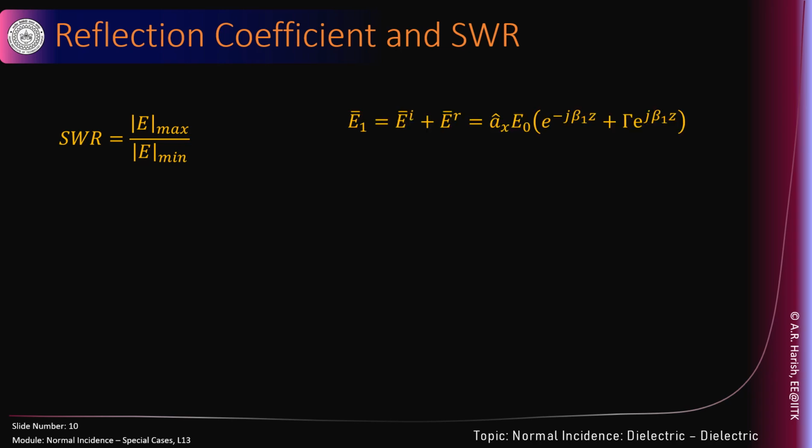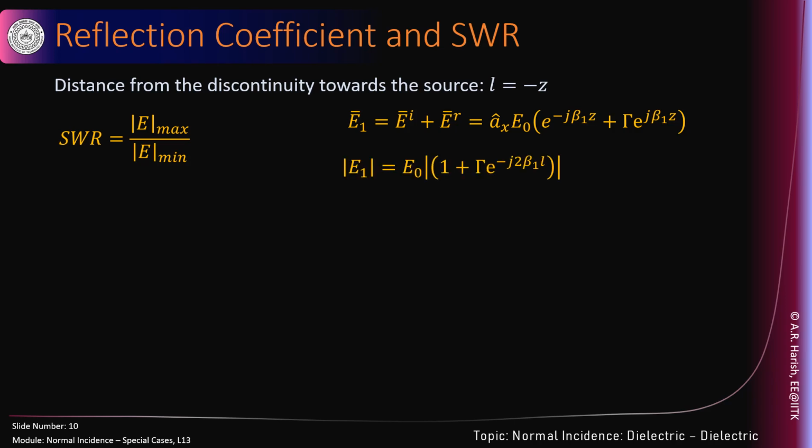What is the electric field? E incident, EI, plus reflected, ER. And Z represents the distance in the space coordinate system. If I were to choose a new coordinate system called L, which is equal to 0 at the discontinuity and is positive towards the source, towards the left part, then L will be equal to -Z. Therefore, the magnitude of E is equal to E naught times the magnitude of 1 plus gamma e to the power of -j2 beta 1 L. How did we get this result?